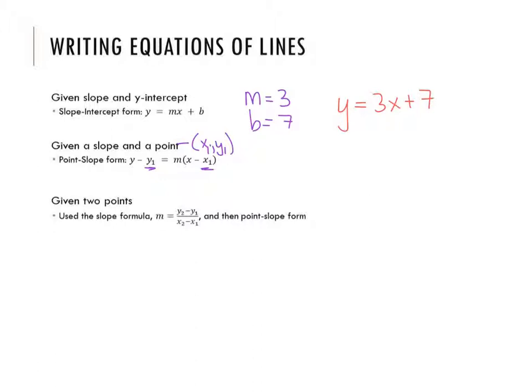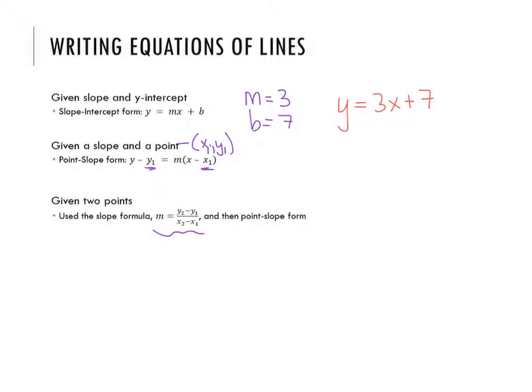Now the third thing I have listed here is if you're given 2 points. So if you're given 2 points, you're first going to find the slope, because notice either way, whether you do slope-intercept form or point-slope form, they both have a slope. So you have to have the slope. And then you can use point-slope form because you'd have the slope and you'd have a point. So there's your point-slope form.